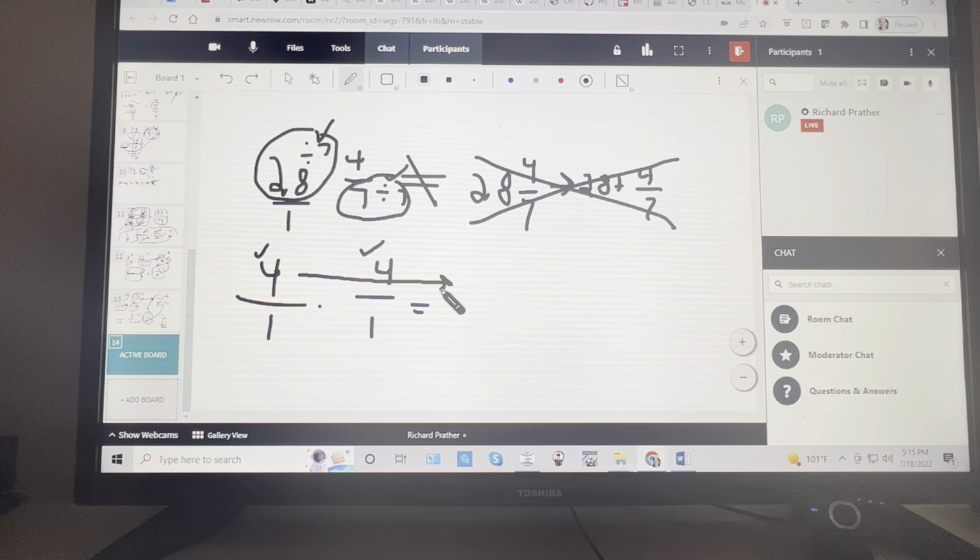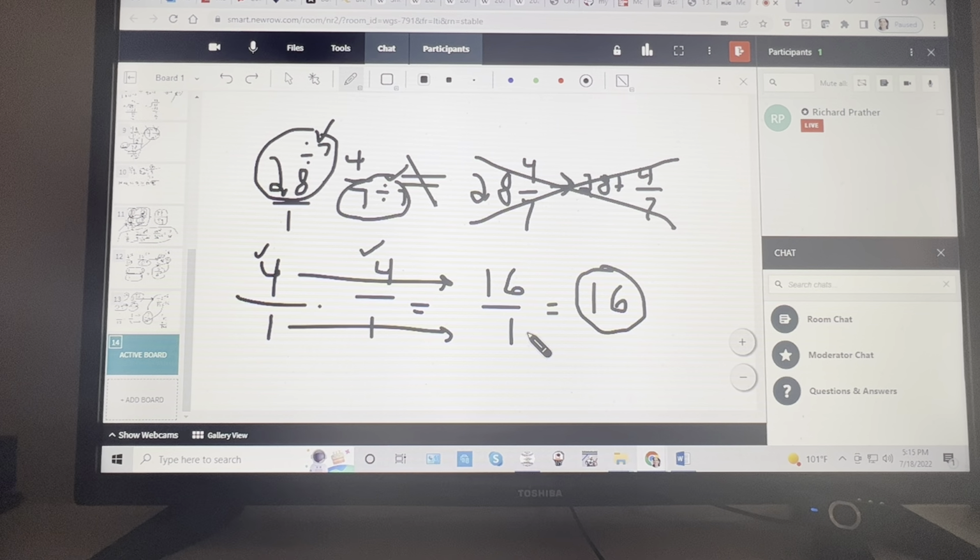4 times 4 is 16. 1 times 1 is 1, and anything divided by 1 is itself. I said that wrong. Anything divided by 1 is itself. And it's better to write 16 than 16 over 1, because it's not technically simplified all the way if you don't put 16. But it's always good to think of it as over 1. It's okay in the middle of a problem to put over 1 if that helps make the problem easier. It's just in the final answer you don't want to do that.